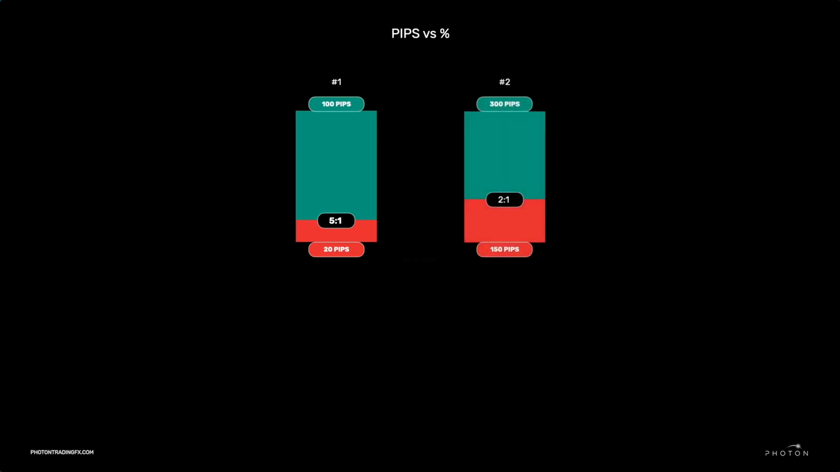Now, in the second trade, this time you risk 150 pips in order to try to make 300 pips. So this means you have a much smaller reward to risk ratio of only 2-1 because your profit target is only 2 times as big as your stop loss risk.